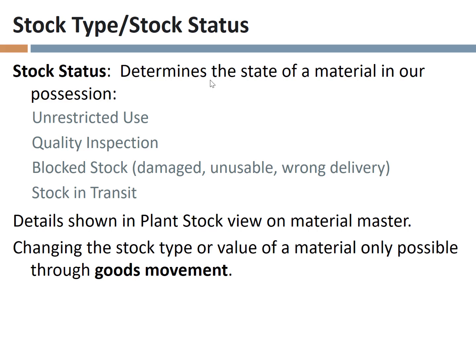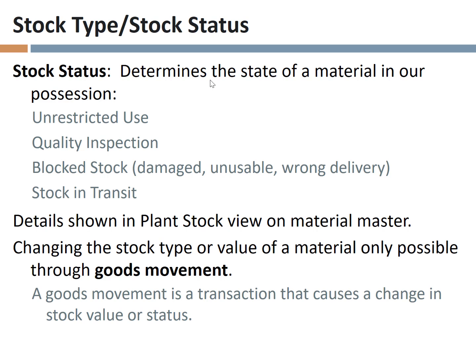Now, how do I change the stock type? This is one of those really, really important facts right here. Changing the stock type or value of a material. And this goes back to the question I was asked a moment ago. Could we convert it from a consumable to a valuated good, to a stock good? We can do things like that. But those are all going to be things that are done through a goods movement of one sort or another. And so a goods movement, to give you a generic description of it, is a transaction that causes a change in stock value or stock status.